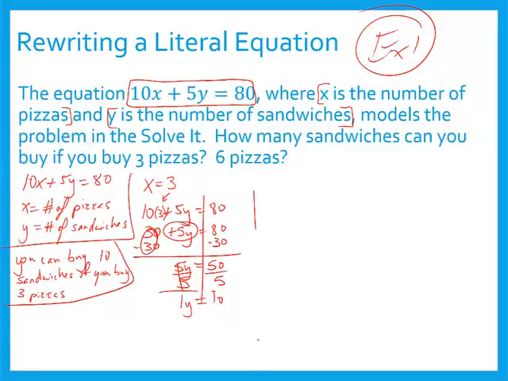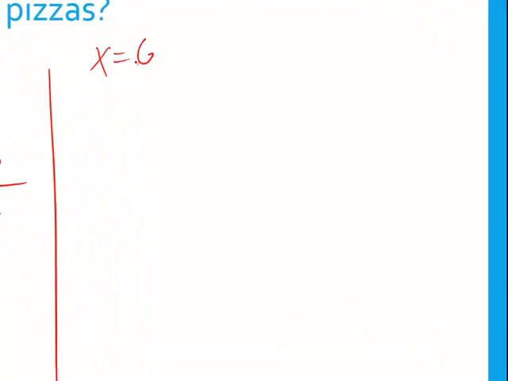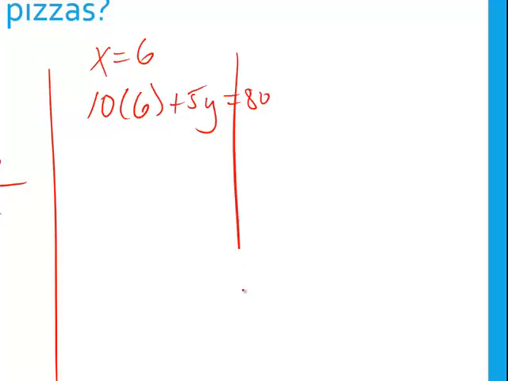Now the second part, it's asking you, what about 6 pizzas? Okay, so instead of x equals 3, we know that x equals 6. And do the process all over again, but instead of replacing x with a 3, you replace x with a 6. So you'll get 10 times 6 plus 5y equals 80, and then solve. So 10 times 6 is 60, plus 5y equals 80.